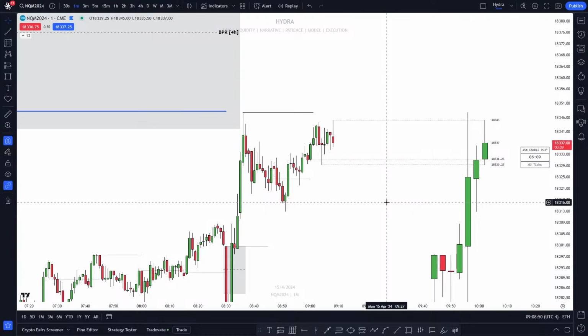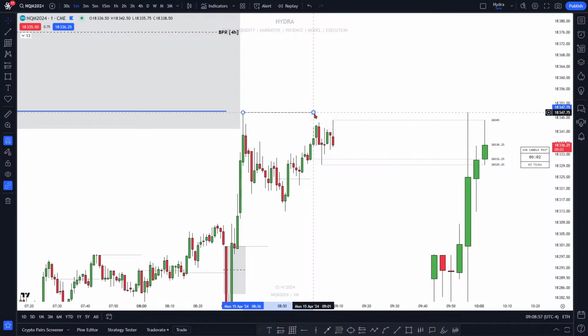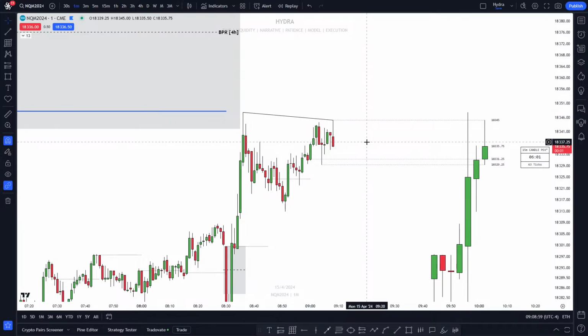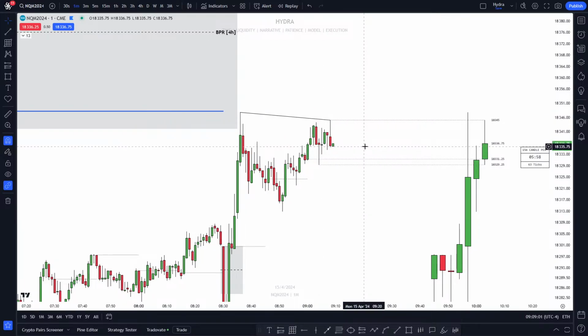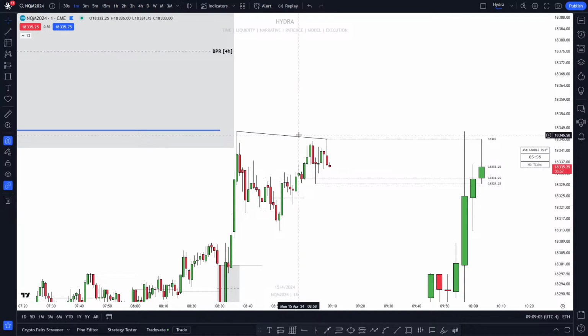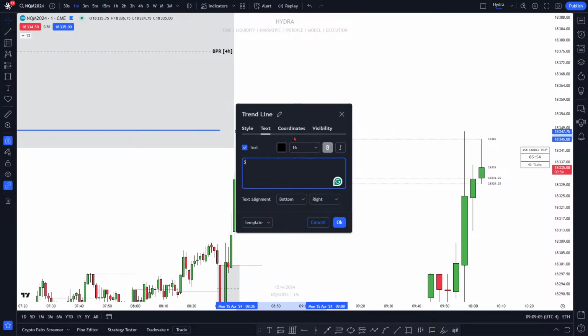Price is doing usual Monday stuff. We have a SMT now. So you waiting for a sweep of the high? Yes, I was waiting for a sweep, but now I see a SMT. Let's see if price is gonna respect it or not.